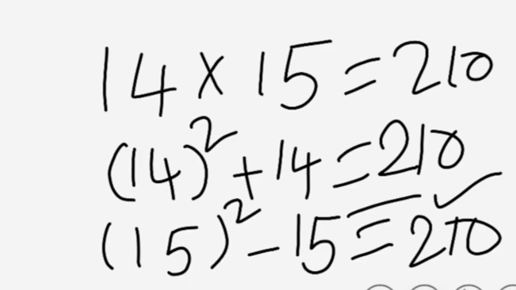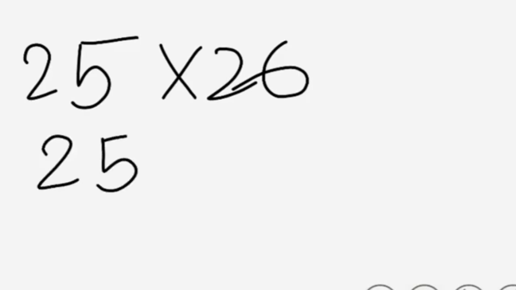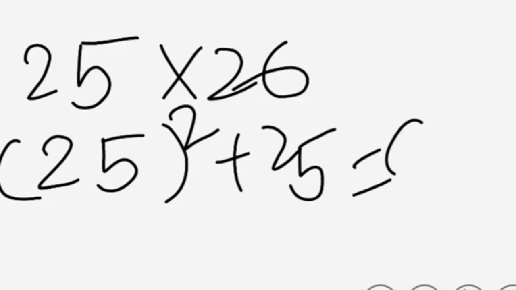So calculation of any two consecutive numbers multiplication is very easy. So let's take another example to get a clear idea about this topic. 25 into 26. So how to calculate this? Apply the same procedure we did previously. Take the small number, square it and add the small number. So 25 square plus 25. So 625 plus 25 would be 650.